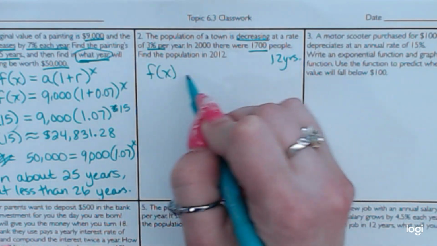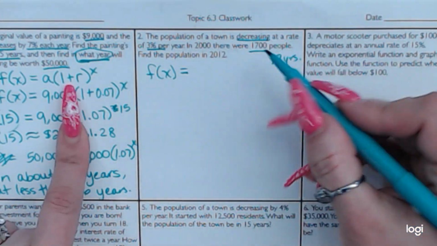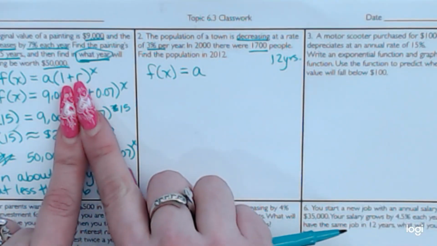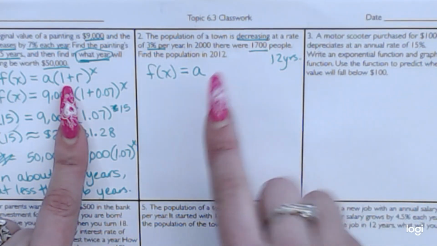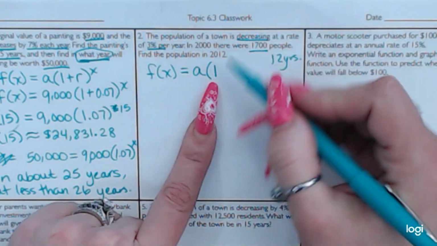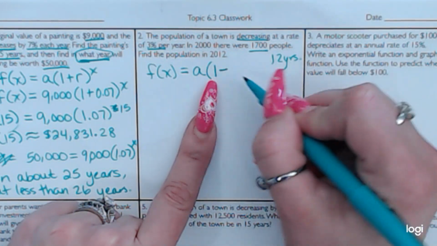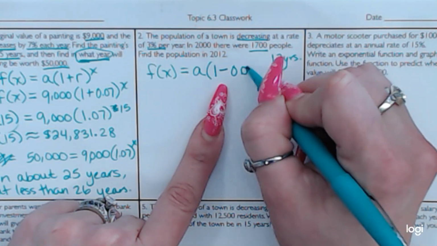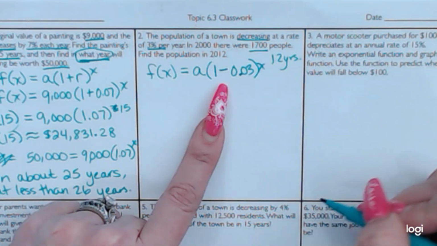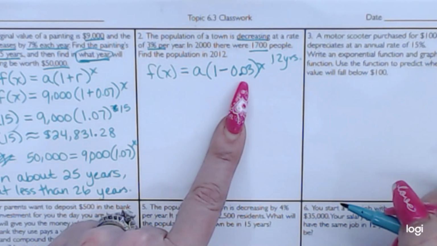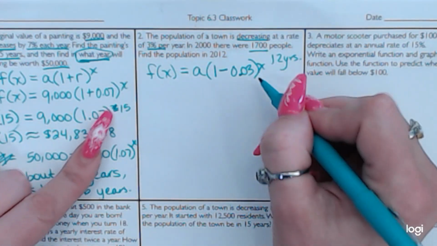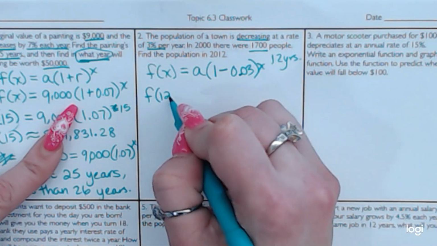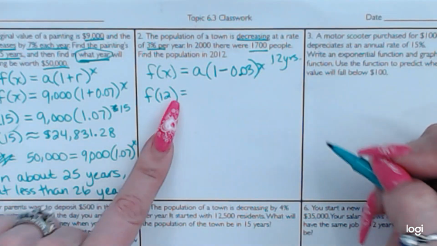So f of x equals, now let's first recall our initial formula. Instead of it being a growth, it's going to be a decay. It's decreasing. So the only thing we're changing is we're taking this full amount that we start with, but we're going to subtract the rate at which it's decreasing. It's decreasing at 3% per year. So we have our full amount minus the 3% for each year taken to the year exponent. Now we're going to figure out what is f of 12. What is after 12 years? How many people are there?